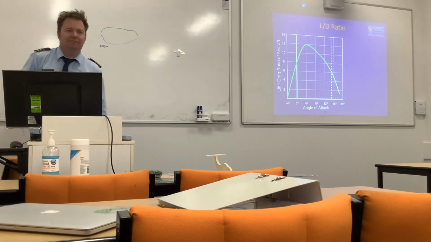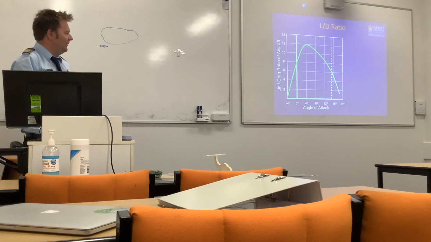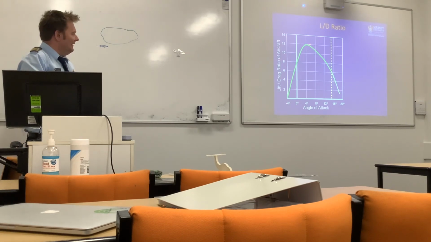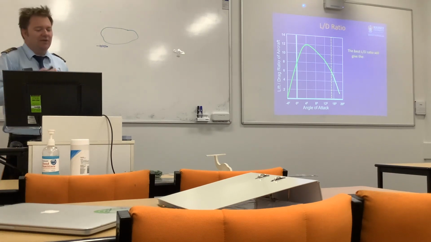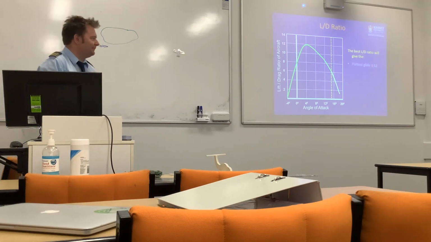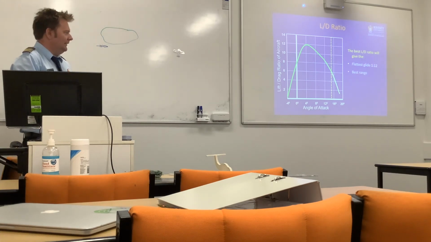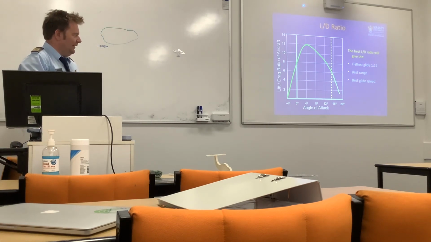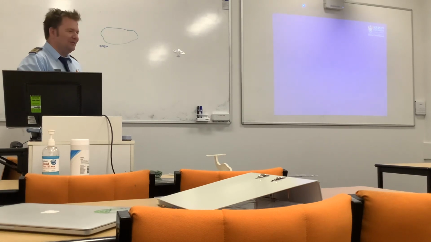So if we're gliding somewhere, what if this happened halfway across Cook Strait? Guess what? We want to fly the best lift to drag ratio, 4 degrees, and this is where we get our best glide speed. Just literally summing all that up with the model without having to repeat every point, hopefully, but you can if you want to. If you CCATS, you probably will.